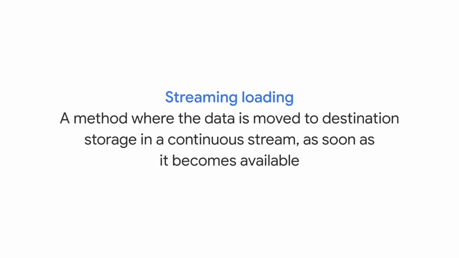Streaming loading is a method where the data is moved to destination storage in a continuous stream as soon as it becomes available. Streaming loading can be a good choice for time-sensitive data. This is because streaming loading ensures that the data is available in near real time, which can be critical for making timely decisions. Streaming loading can also help prevent the destination system from being overloaded. Unlike batch loading, the data in streaming loading is processed as a continuous stream, even one record at a time.